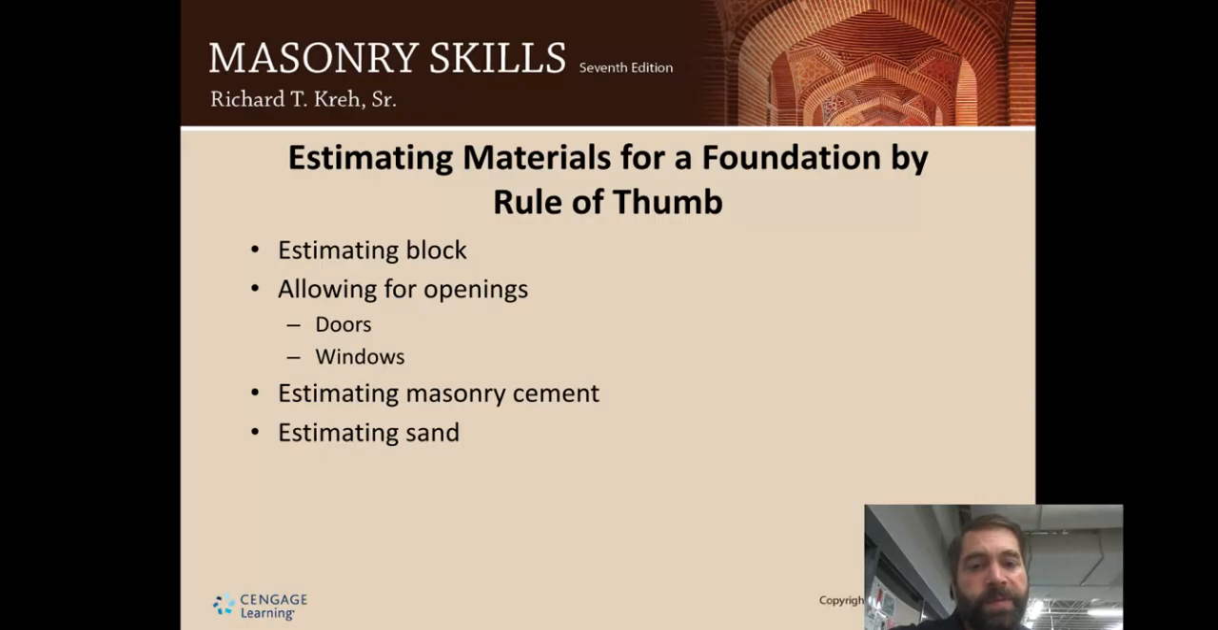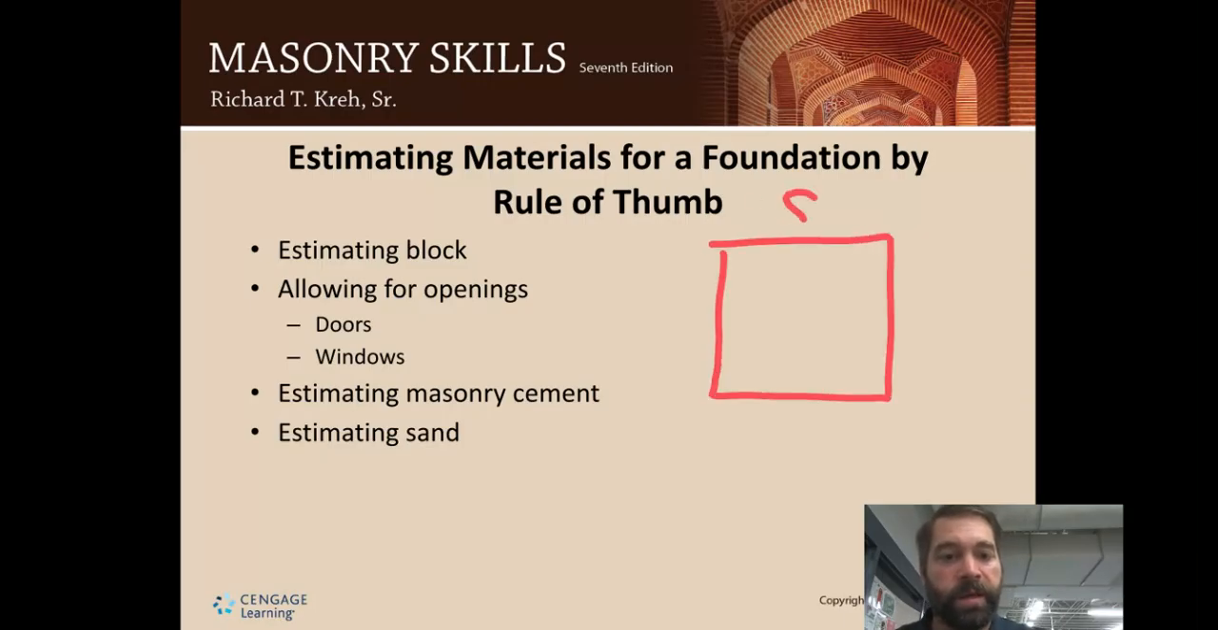So, some ways to estimate materials for a foundation by rule of thumb. So you can estimate the amount of block that you need. Again, we're going to figure out what the perimeter of everything is. What you're going to be doing in lab is actually going to be an 8 by 8. So we're going to have 8 foot by 8 foot.